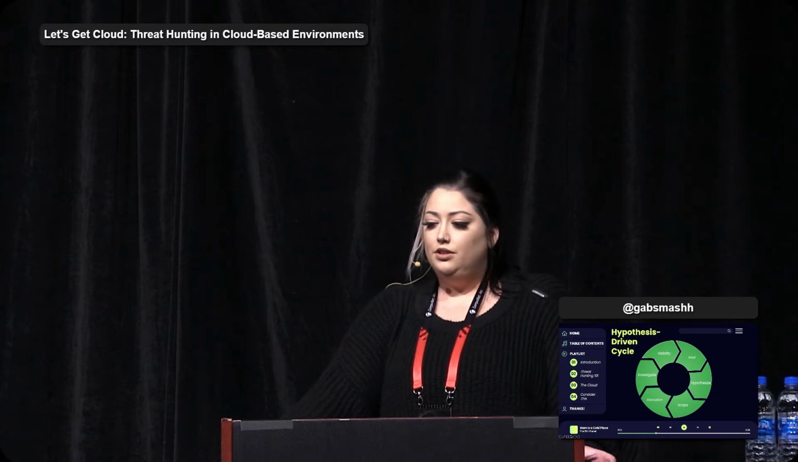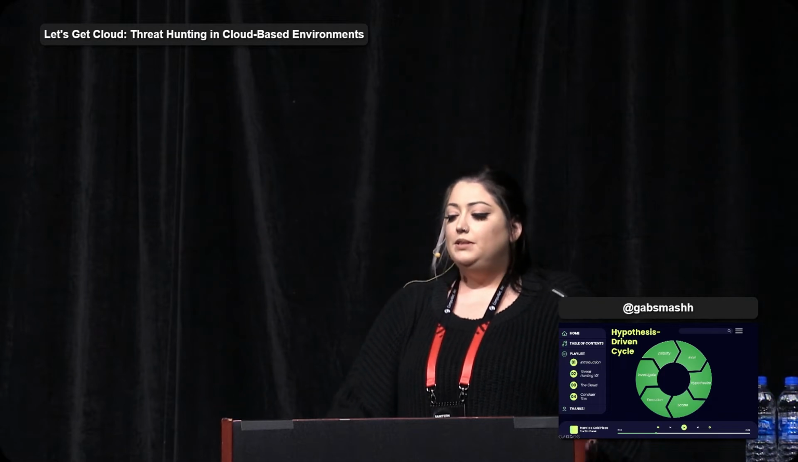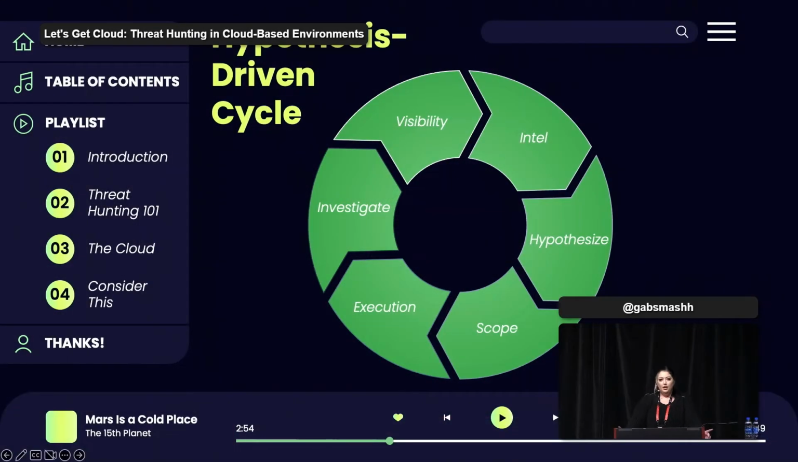So a hypothesis-driven cycle is oftentimes a lot easier to start with for organizations because it allows you to work through a specific process and go through the steps that allow you to learn the threat hunting process. So with a hypothesis-driven cycle, we would start with visibility. That's where your successful hunt begins. If you have really limited visibility, it's going to skew your data and it's going to instill a lot less confidence in your results.